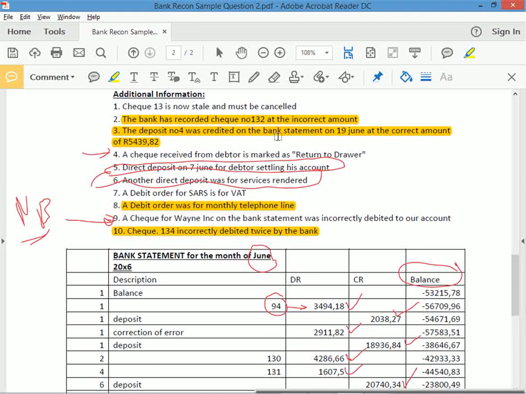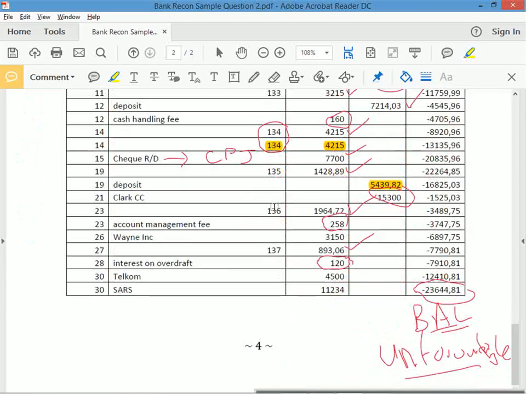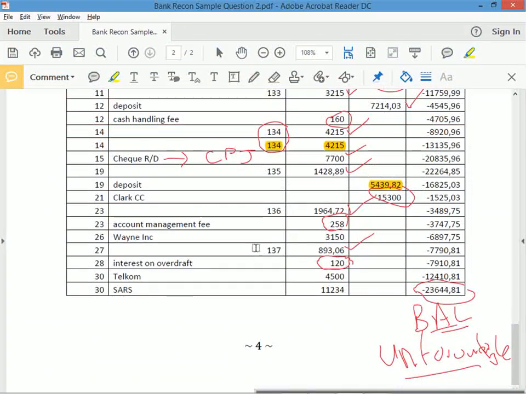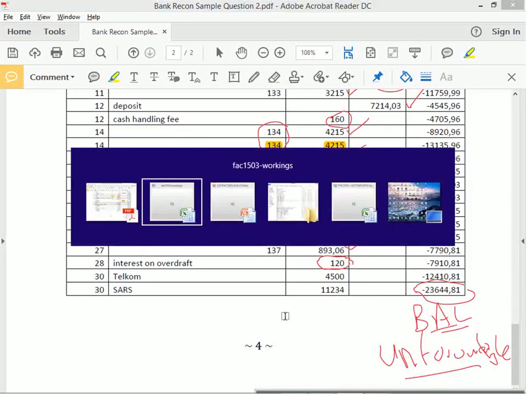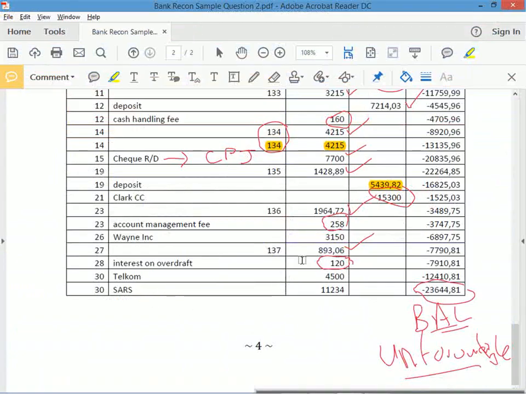Okay, which journal? It's a debit order, so it'll be the cash payments. Good. Telkom, 4,500. Telephone. You could write Telkom here if you wanted to. Telephone, 4,500. Got that? Great.